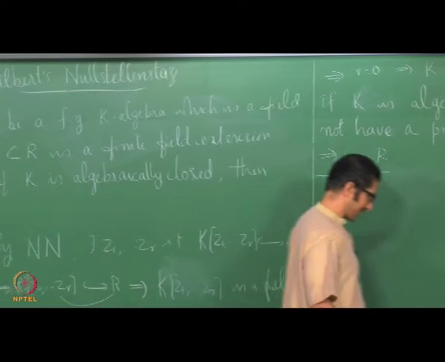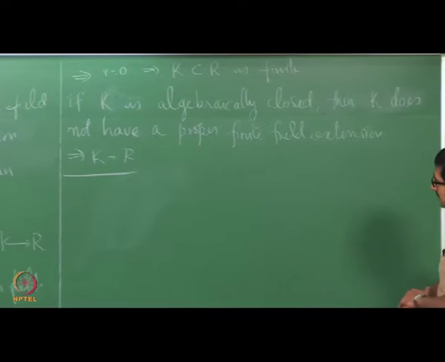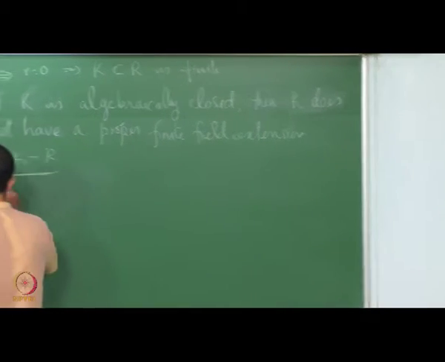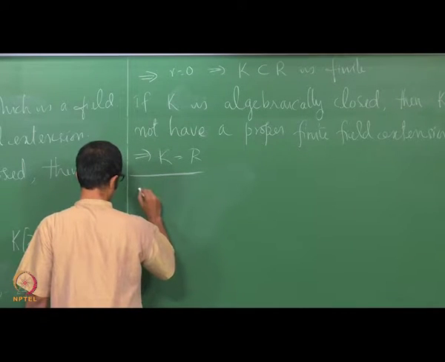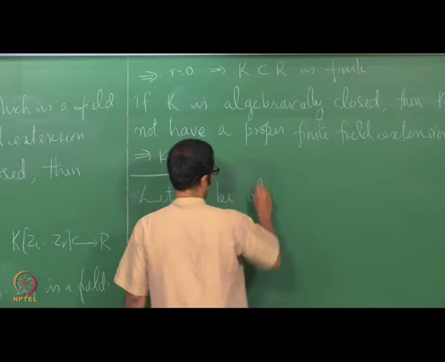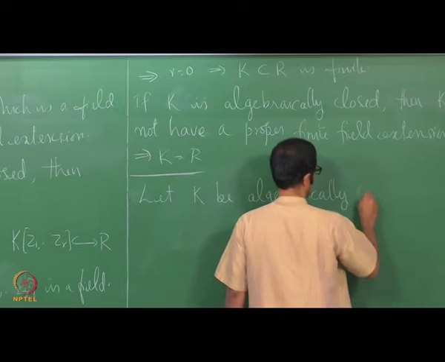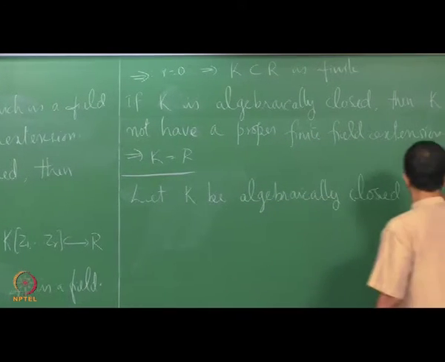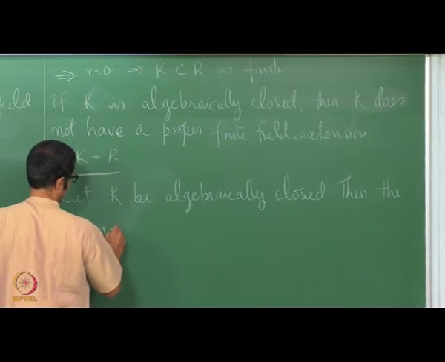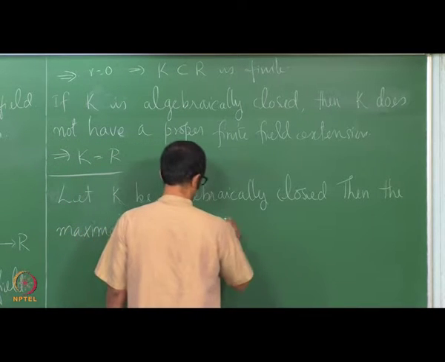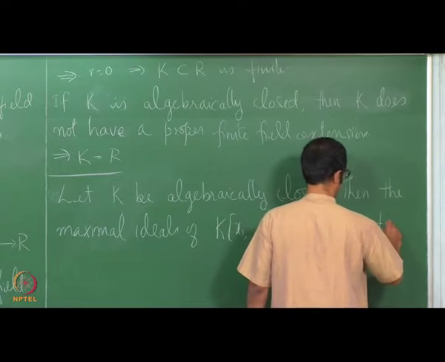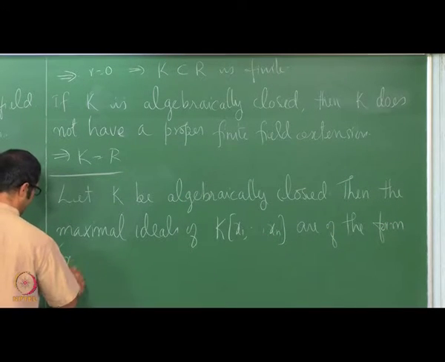Another very important form of the Nullstellensatz is the one which describes the maximal ideals of polynomial rings over algebraically closed fields. So, let us look at another form. This is another corollary. Let K be algebraically closed. Then the maximal ideals of K[x1, ..., xn] are of the form (x1 minus a1, ..., xn minus an).